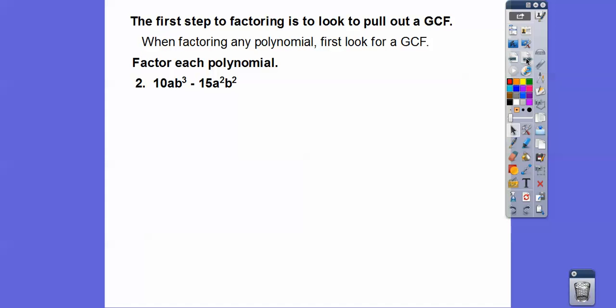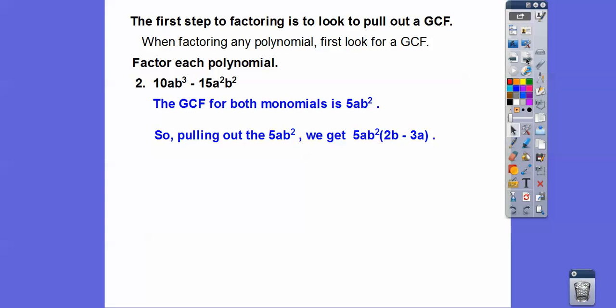All right, we can pull a 5 out of the 10 and the 15, and then we can pull the 1 a out and the 2 b's out, so it would be 5ab squared. When we pull the 5ab squared out of the first term, we're left with 2. We pulled the a out, and we pulled a b squared out, so there's 1 b left. Then we pull the 5ab squared out of the other term. There are no more b squareds, and we're left with 3 and one more a. That's what this says right there. Again, if you distributed that back through, it should take you back to the original.